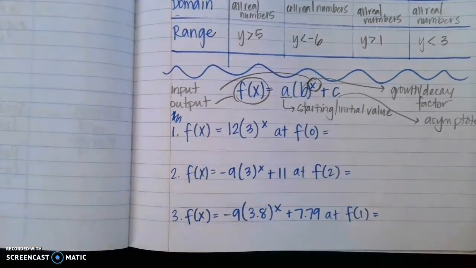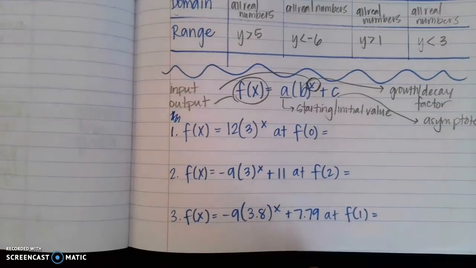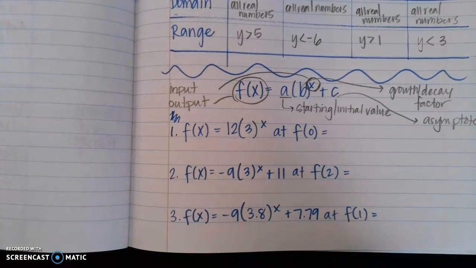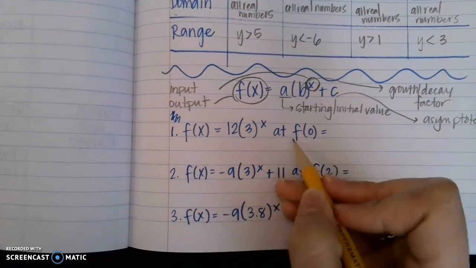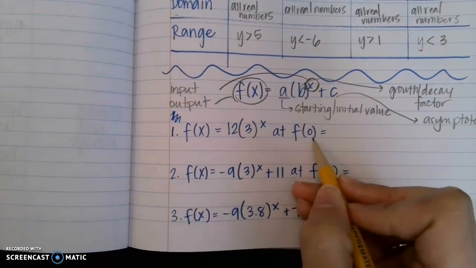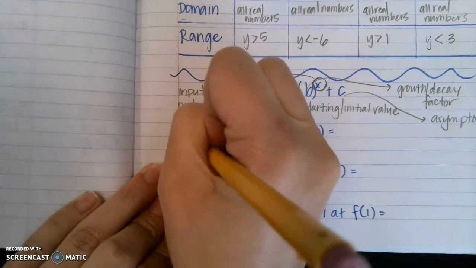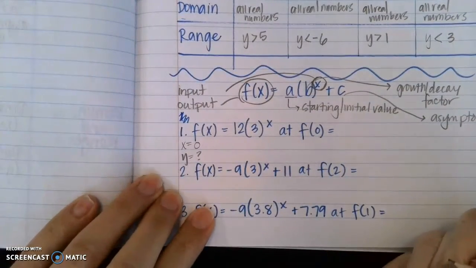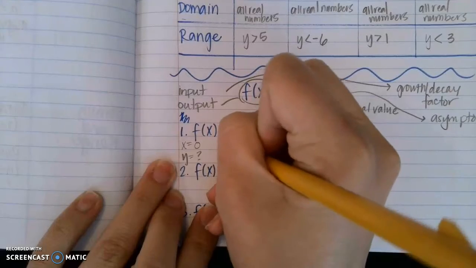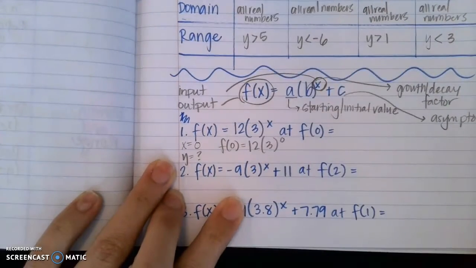So today's lesson is we're going to be given an equation, and we're going to have an input. We need to find the output. So we have 3 examples that we're going to do together. And there are a couple different ways that you guys can solve this. So we've got f of x equals 12 times 3 to the x. And we're trying to evaluate at f of 0. So that means our x value is 0. And we're trying to find what our y value is. We know our input, we're trying to find our output. So we have f of 0 equals 12 times 3 to the 0.